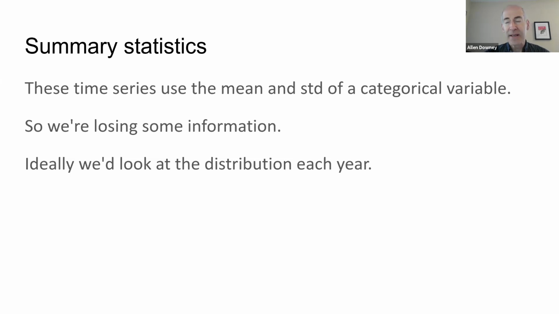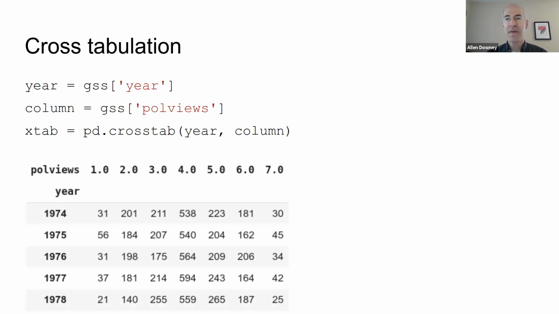And an alternative is to look at the entire distribution for each year. And again, by a distribution, what I mean is how many times each response occurs. And here's one way to compute that, which is a cross tabulation. So I'm going to use the pandas function crosstab, and I'm going to pass as parameters the two series.